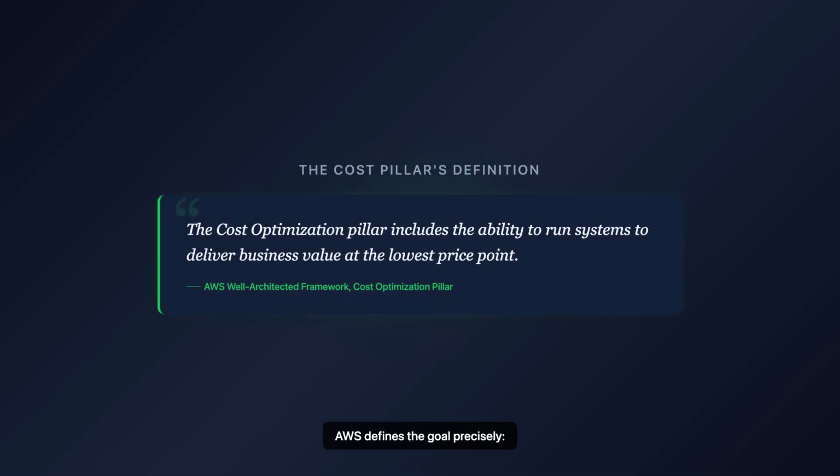Amazon Web Services defines the goal precisely. The cost optimization pillar includes the ability to run systems to deliver business value at the lowest price point. Read that carefully. Lowest price point that still delivers the business value. Not the absolute cheapest thing available, and not the safest, most padded option just in case. The cheapest choice that satisfies every stated requirement.